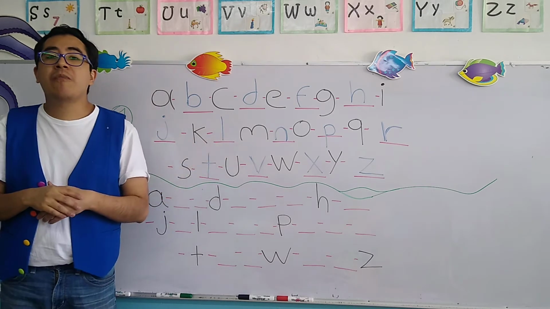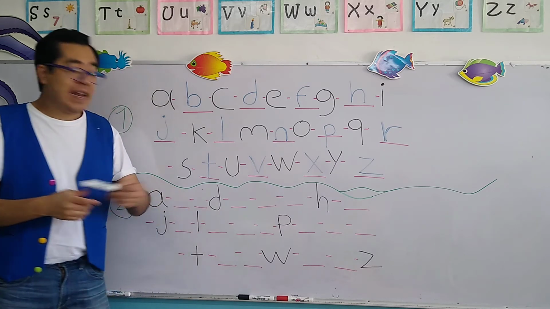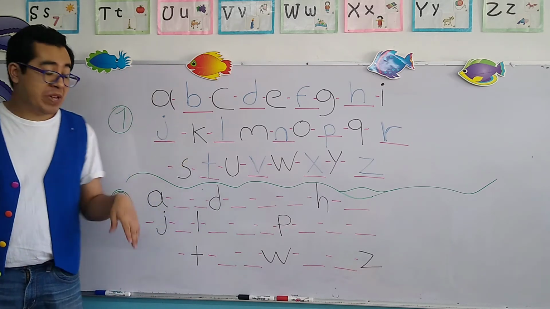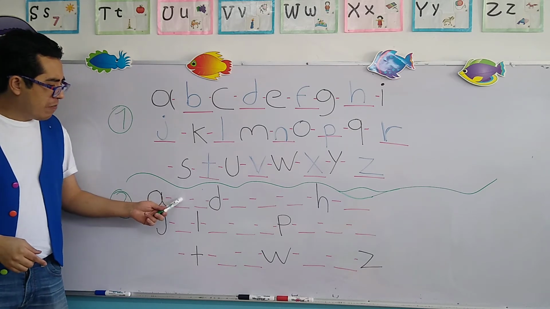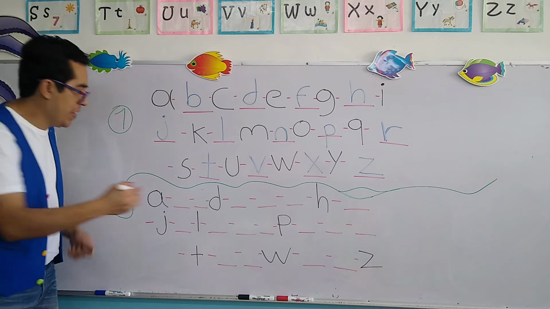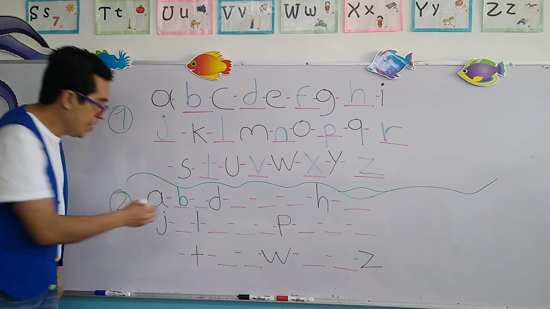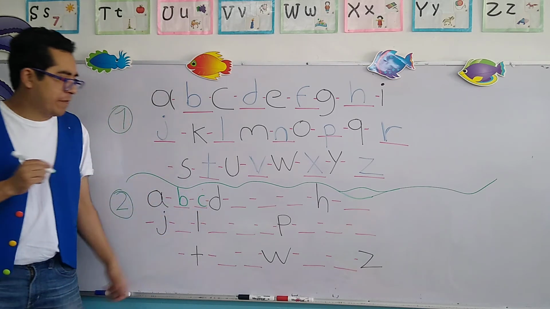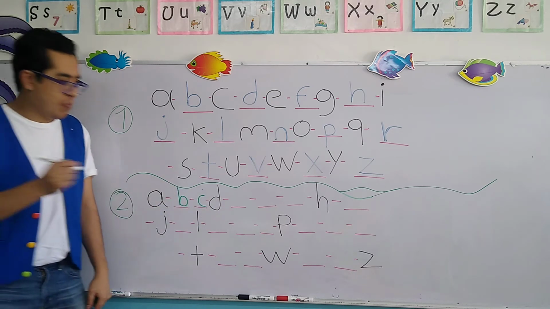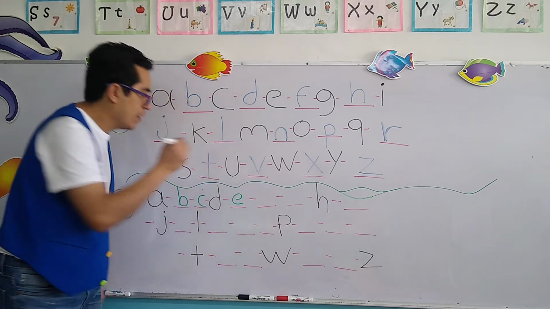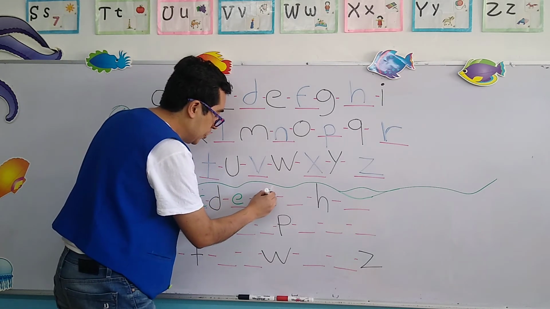Now, let's continue with the second exercise. Once again, let's see what are the missing letters. We commence with letter small a. After small a, what's the next letter? Small b. Okay. After small b, small c. Okay. After small c, small d. After small d, small e of elephant. Then small f, very good, excellent, of fish.